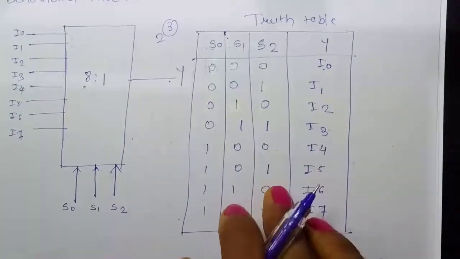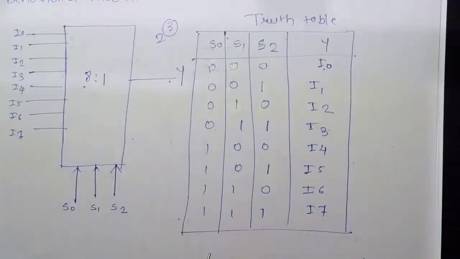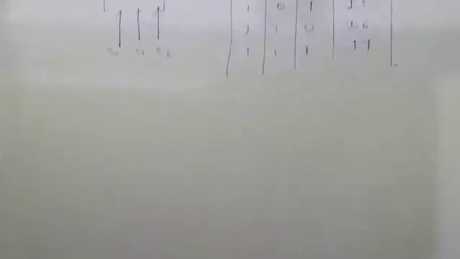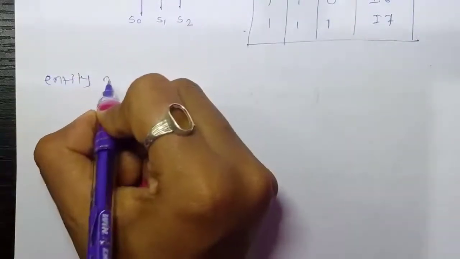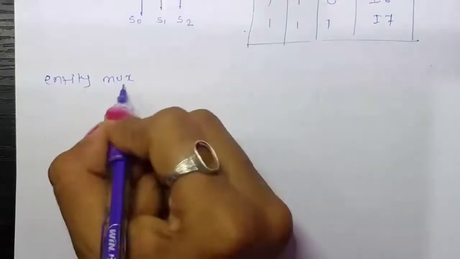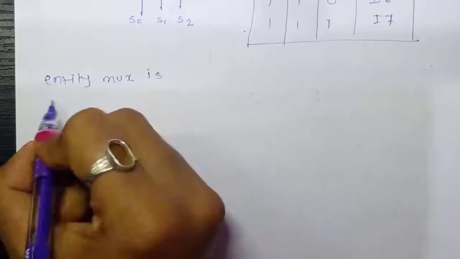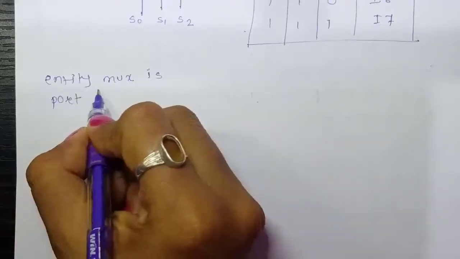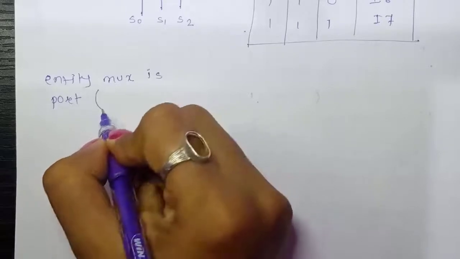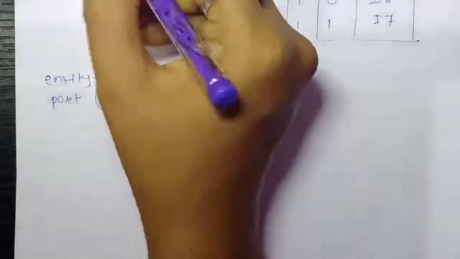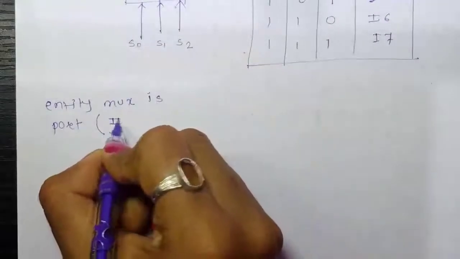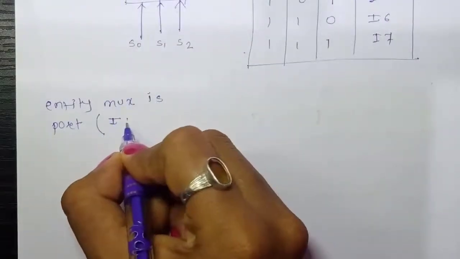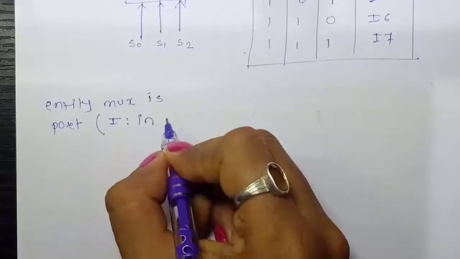Now depending on this truth table and this logic circuit, we have to write a VHDL code for the 8:1 multiplexer. Okay, so first of all we have to declare entity followed by the name of the entity. The name of the entity is mux, then port. In port we have to specify all our input and output ports. There are 8 input ports from I0 to I7, so I can write it as a single variable, that is I colon in, because it is an input type of port.